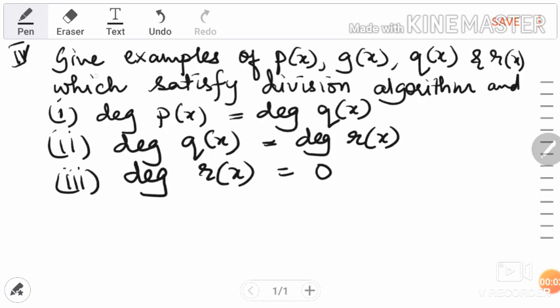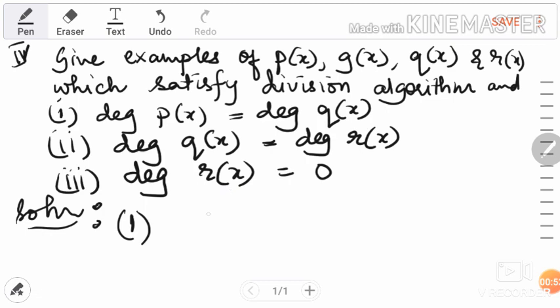Question 4. Give examples of p of x, g of x, q of x and r of x which satisfy division algorithm such that these three conditions are satisfied. So we have to give 3 set of examples. We have solved so many questions in the chapter. Now we should be able to give examples which satisfy these conditions.